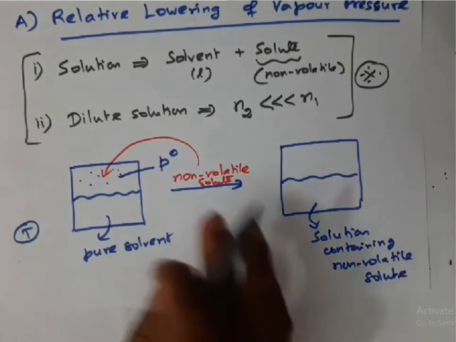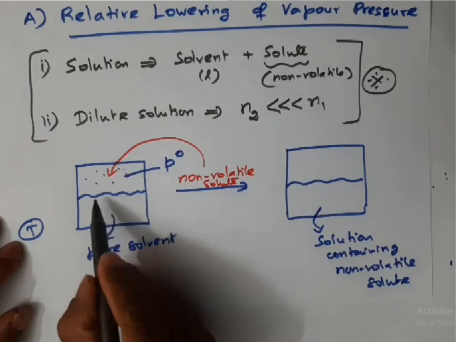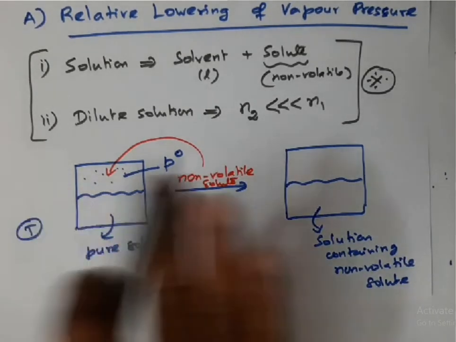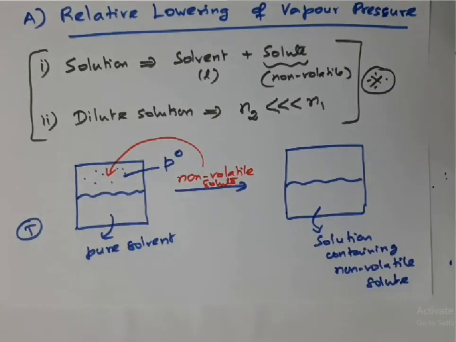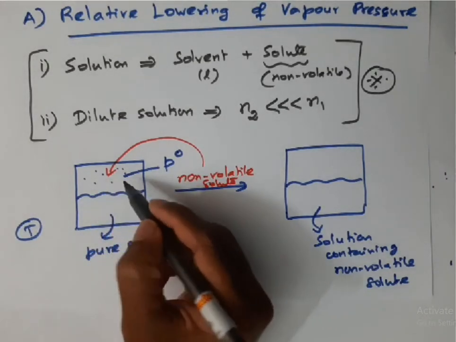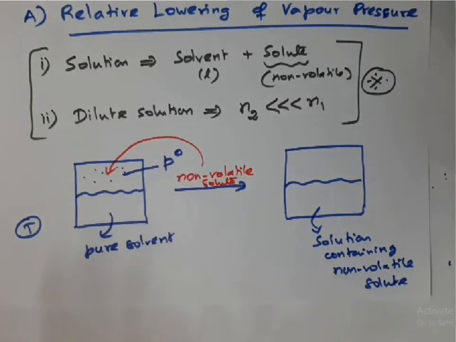Okay, we have added non-volatile solute, but I have told you in the last class itself, listen, here in pure solvent the entire surface of the liquid contains only solvent molecules. So more solvent molecules will evaporate. Therefore, the vapor consists of a huge number of solvent molecules. So vapor pressure will be high.